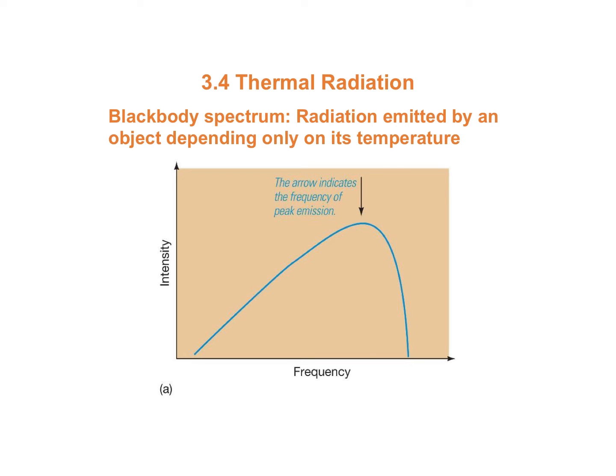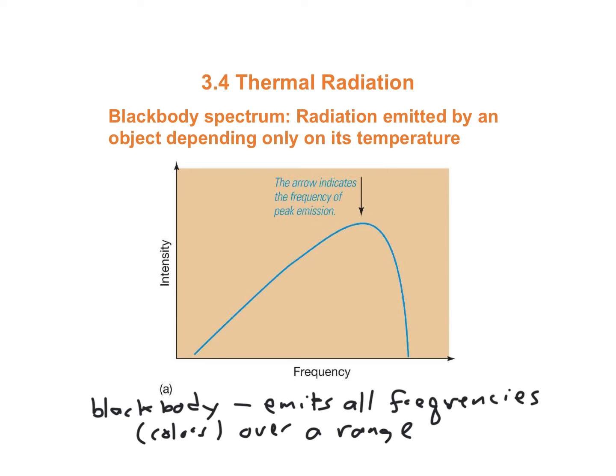The next topic that I want to talk about is something called blackbody radiation, or the blackbody spectrum. When you think of something emitting light, and this could be visible light, infrared light, or ultraviolet light, whatever it is, if something is emitting electromagnetic radiation, and that object is a blackbody, then that object is going to be emitting all the possible frequencies or all the possible colors over a range.